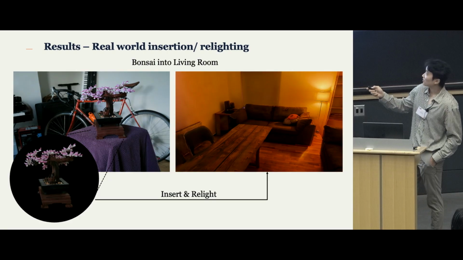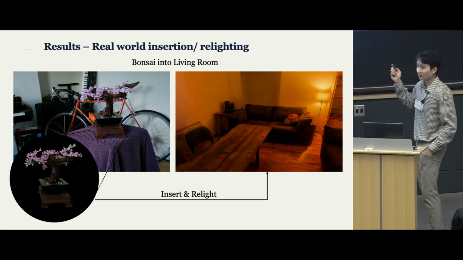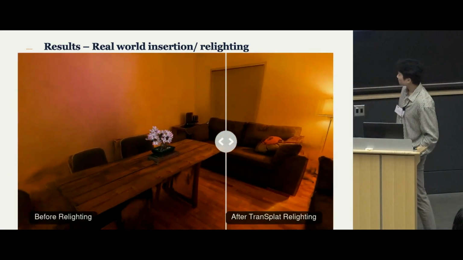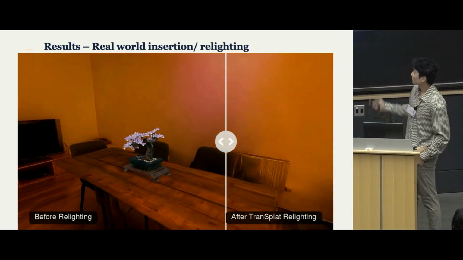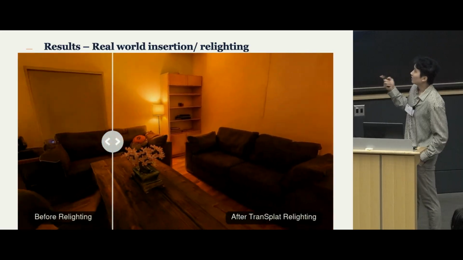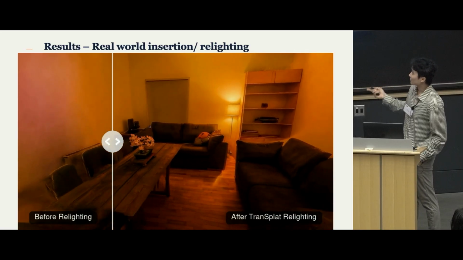Similarly, in this case, we want to insert this bonsai into a dining room scene. TransPlat just adds the proper soft shadow as well as lighting that harmonizes its appearance.